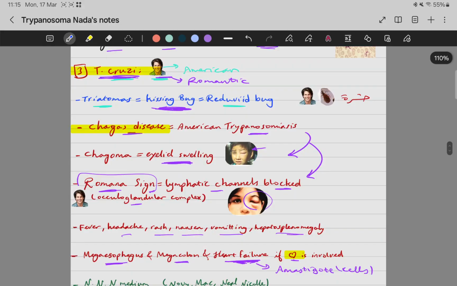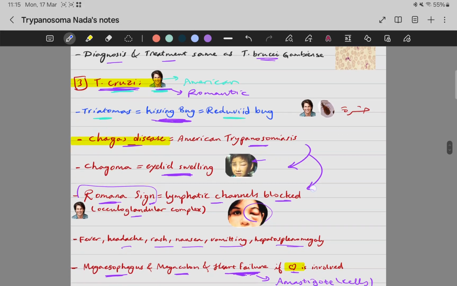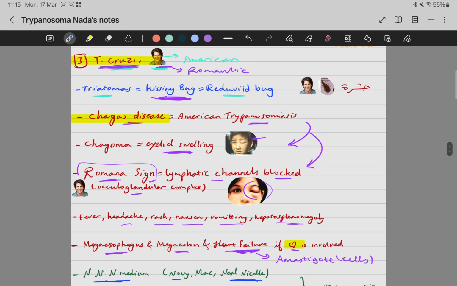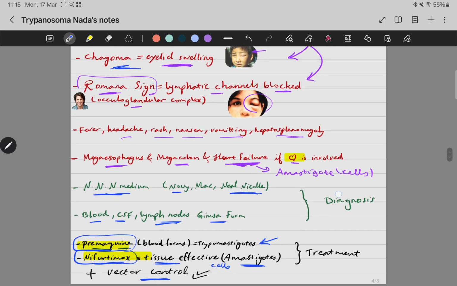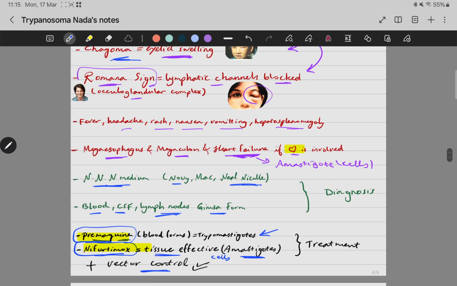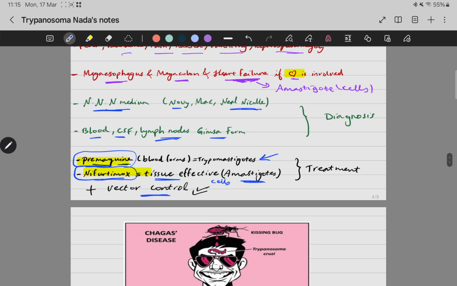So again, Trypanosoma cruzi, a romantic guy, Tom Cruise, comes from America. So American Trypanosoma causes American trypanosomiasis, meaning Chagas disease. It has different signs like chagoma. Chagoma means eyelid swelling. Also, after the eyelid gets swollen, we will have Romana sign. Also, the lymphatic channels will be blocked, so the entire eye will be in a mess. Okay, we'll have megaesophagus and megacolon, and heart failure sometimes is also seen.